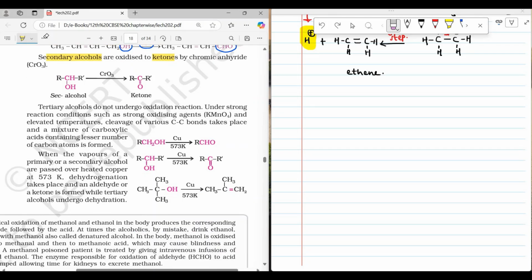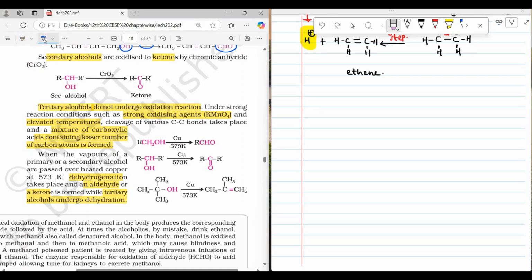Now come to the tertiary alcohols. They do not undergo oxidation reactions. Under strong reaction conditions such as a strong oxidizing agent like KMnO4 and elevated temperature, cleavage of various carbon-carbon bonds takes place and a mixture of carboxylic acids containing fewer carbon atoms is formed. When the vapors of primary or secondary alcohols are passed over heated copper at 573 Kelvin temperature, dehydrogenation takes place and an aldehyde or a ketone is formed, while tertiary alcohol undergoes dehydration.